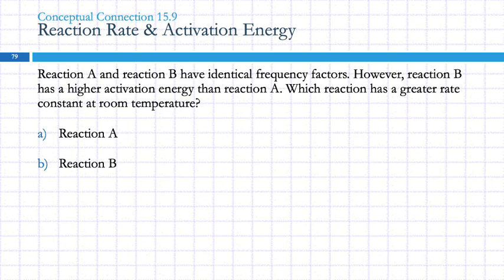So, reaction A and reaction B have identical frequency factors. But reaction B has a higher activation energy. Which reactant has a greater rate constant, a larger rate constant at room temperature?